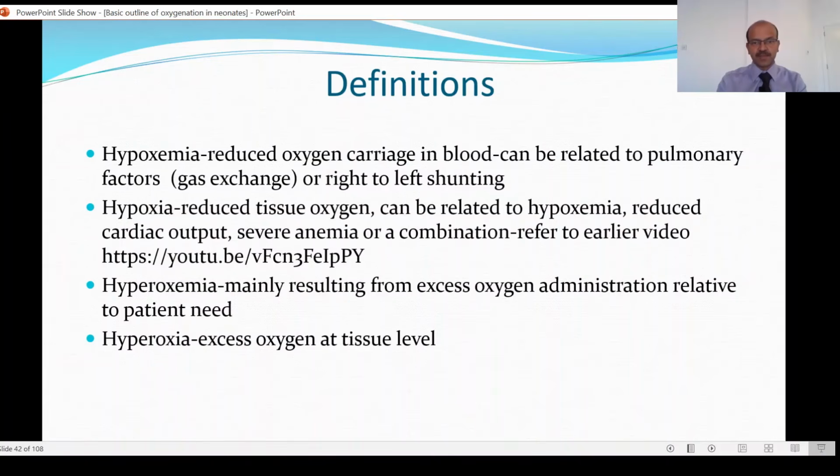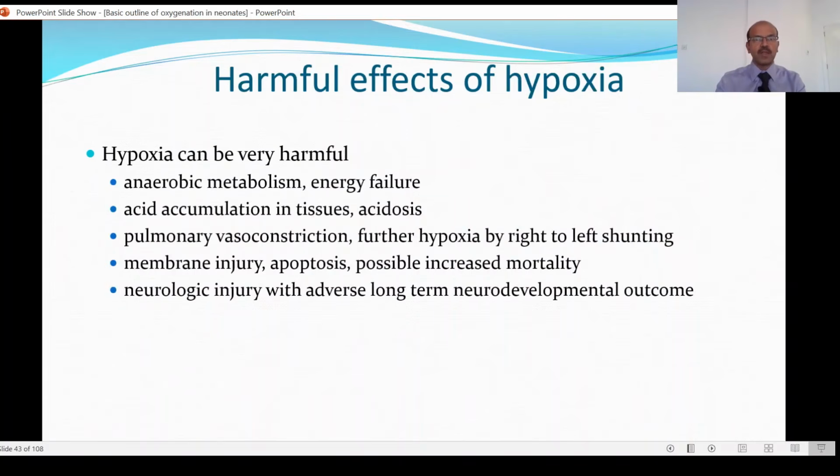Hyperoxemia mainly results from excess oxygen administration relative to patient needs. So there is more oxygen in the lungs, and when the lungs are relatively normal, more oxygen gets into the bloodstream. We have a higher partial pressure of oxygen in the blood. Hyperoxia is where there is excess oxygen at tissue level. So both hypoxia and hyperoxia are harmful.